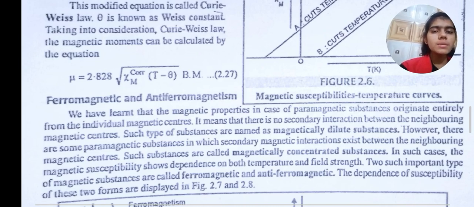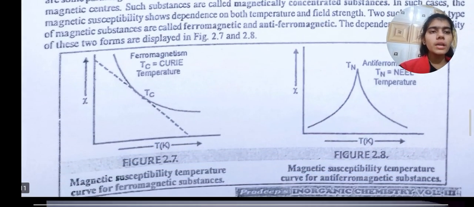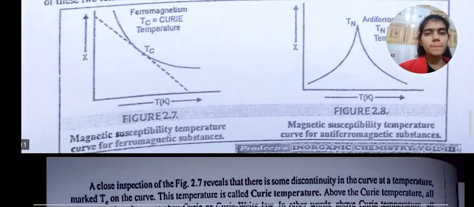In such cases, the magnetic susceptibility shows dependence on both temperature and field strength. Two such important types of magnetic substances are called ferromagnetic and antiferromagnetic. The dependence of susceptibility of these two forms is displayed in figures 2.7 and 2.8. We can see here figure 2.7 and figure 2.8. Figure 2.7 shows the magnetic susceptibility temperature curve for ferromagnetic substances, and figure 2.8 shows the magnetic susceptibility temperature curve for antiferromagnetic substances.